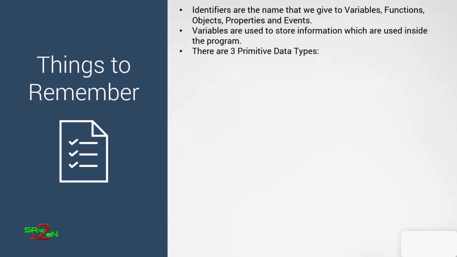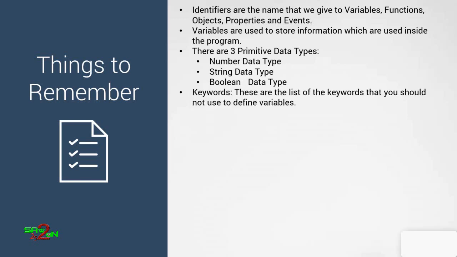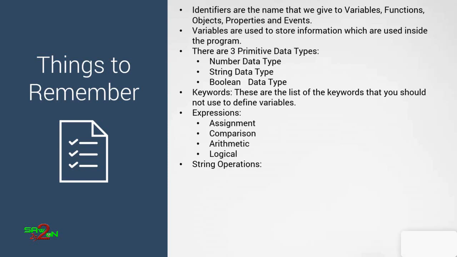There are three primitive data types that we have seen: number data type, string data type, and also boolean data type. And as part of the keywords, I've given you the list of all the keywords that you should not use as a variable name, nor use as an identifier. All right. Then we looked at expressions like assignment, comparison, arithmetic, and logical. Okay, we have seen all these expressions and we have done some exercises on this as well.